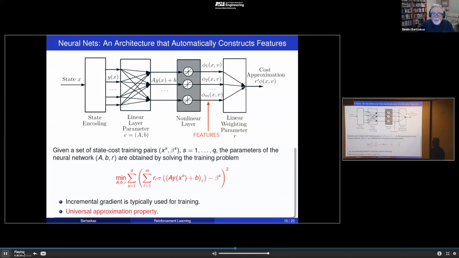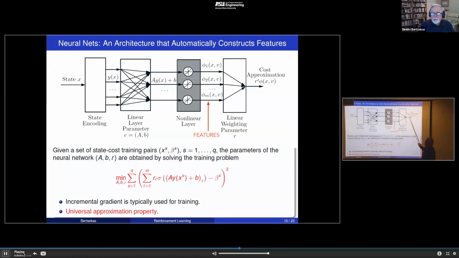Now, this neural network, in the literature, neural networks are treated as magical objects. They have magical properties. They can solve just about any problem. It's true that they have been very successful, but the most solid property of neural networks is the universal approximation property, which says that with a sufficiently rich linear layer and nonlinear layer, you can approximate arbitrarily closely just about any function that you're likely to encounter. This is the universal approximation property.